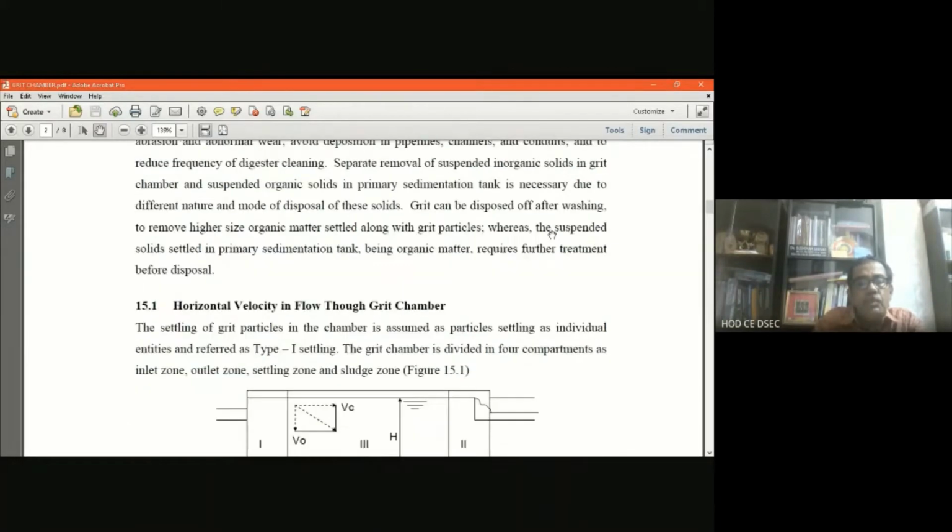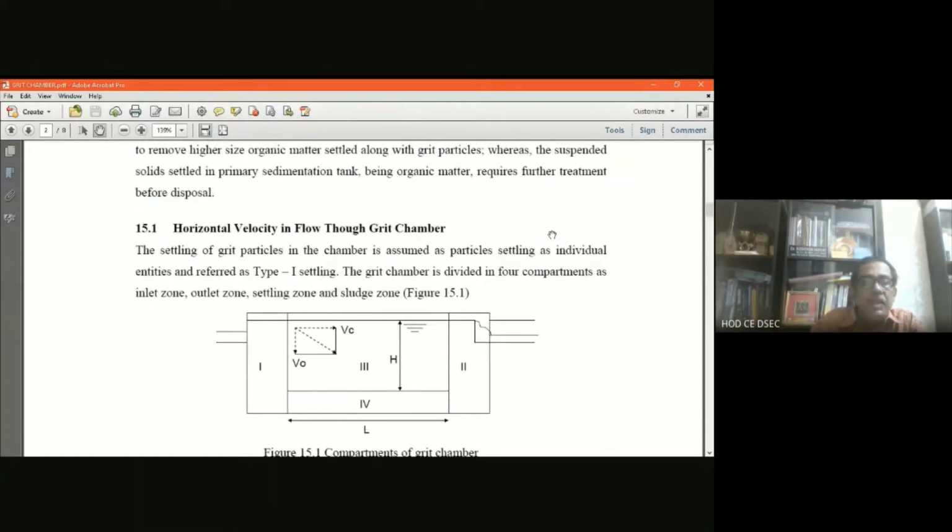Now, when we talk about the grit chamber, we must go into the design considerations, the design philosophy, the process design of the grit chamber. So you must understand this. I must highlight the horizontal velocity of flow in the grit chamber. Before that, let me say a few words about the unit systems comprising the grit chamber. Basically, the settling of the grit particles occurs in the chamber. That is, settlement is being done.